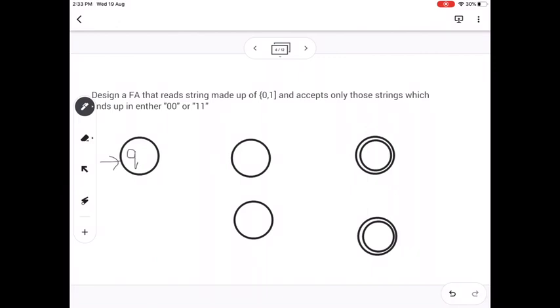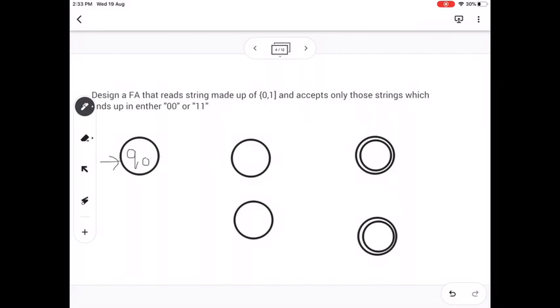I will label it as Q0. Okay. Then I have to recognize the string 0 0. It should either end with 0 0 or 1 1. Okay. So first I will draw for 0 0. I have already placed the states to avoid complexity of drawing it again.